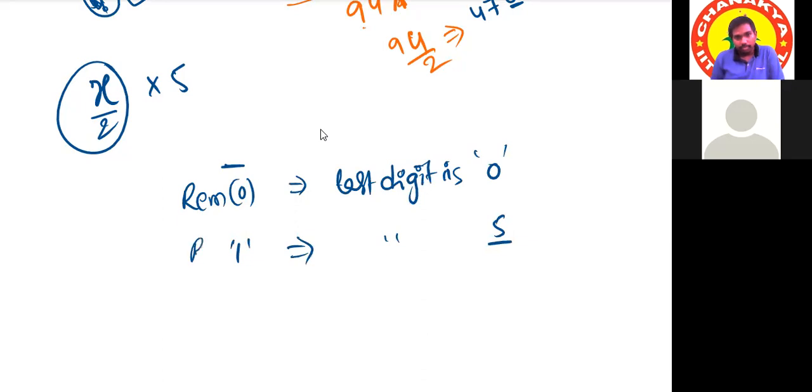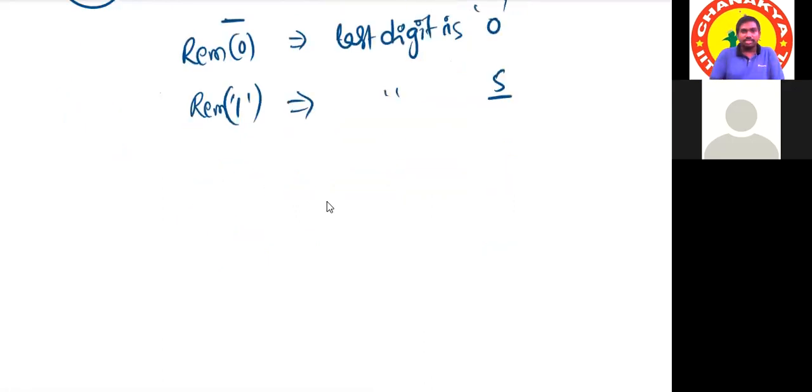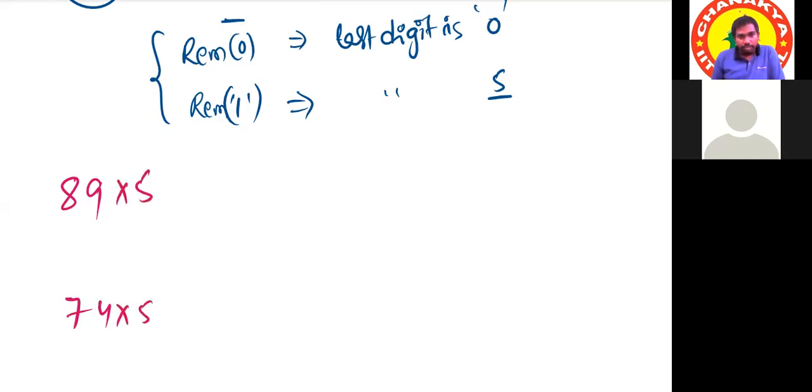Sir, which number's division should we do? The given number. See, I'm applying the same concept I have mentioned here. I'm taking any number, 89 is one example, and I will take one more example, 74. So here we are going to do 89 into 5, and here we are going to do 74 into 5.